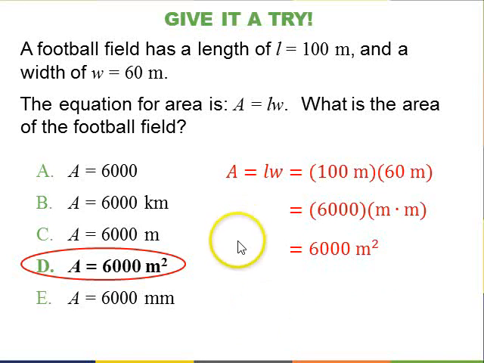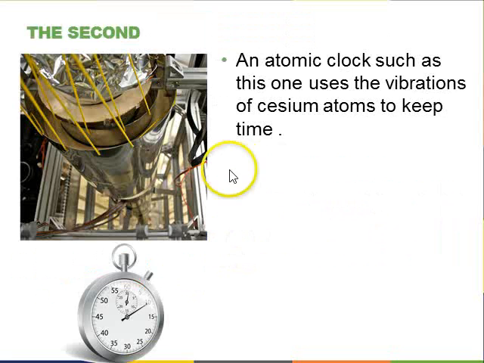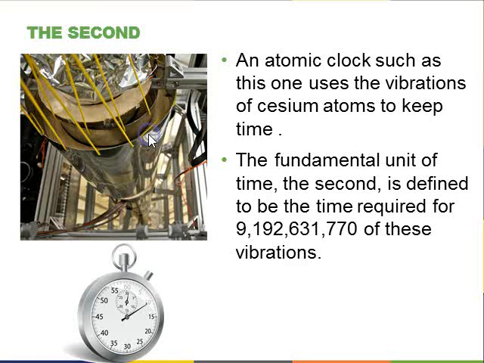Okay, so let's look at the other fundamental units. We've got the second. How do we actually define a second? It turns out that there's a certain type of vibration of cesium atoms that you can measure using an atomic clock. And we define the second to be 9 billion of these vibrations. There's the actual number, 9,192,000,000, etc. And that's what gives us the second.